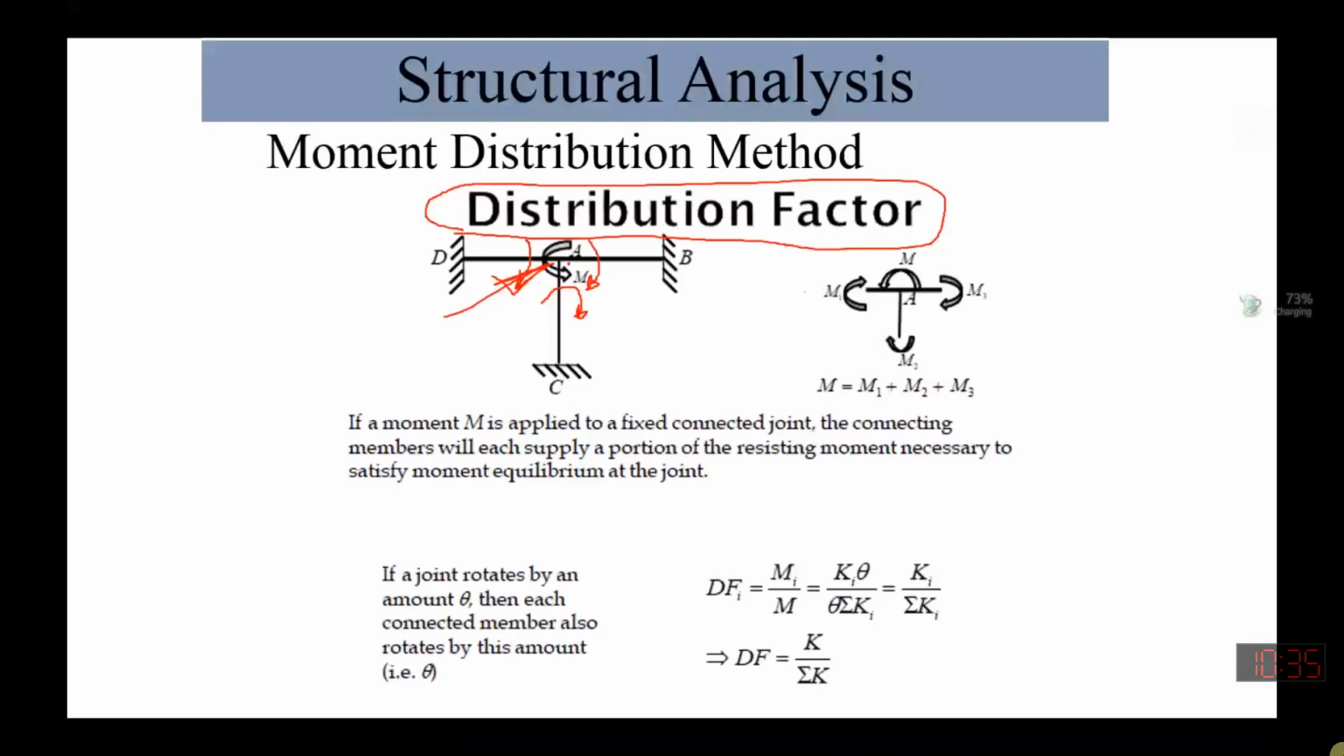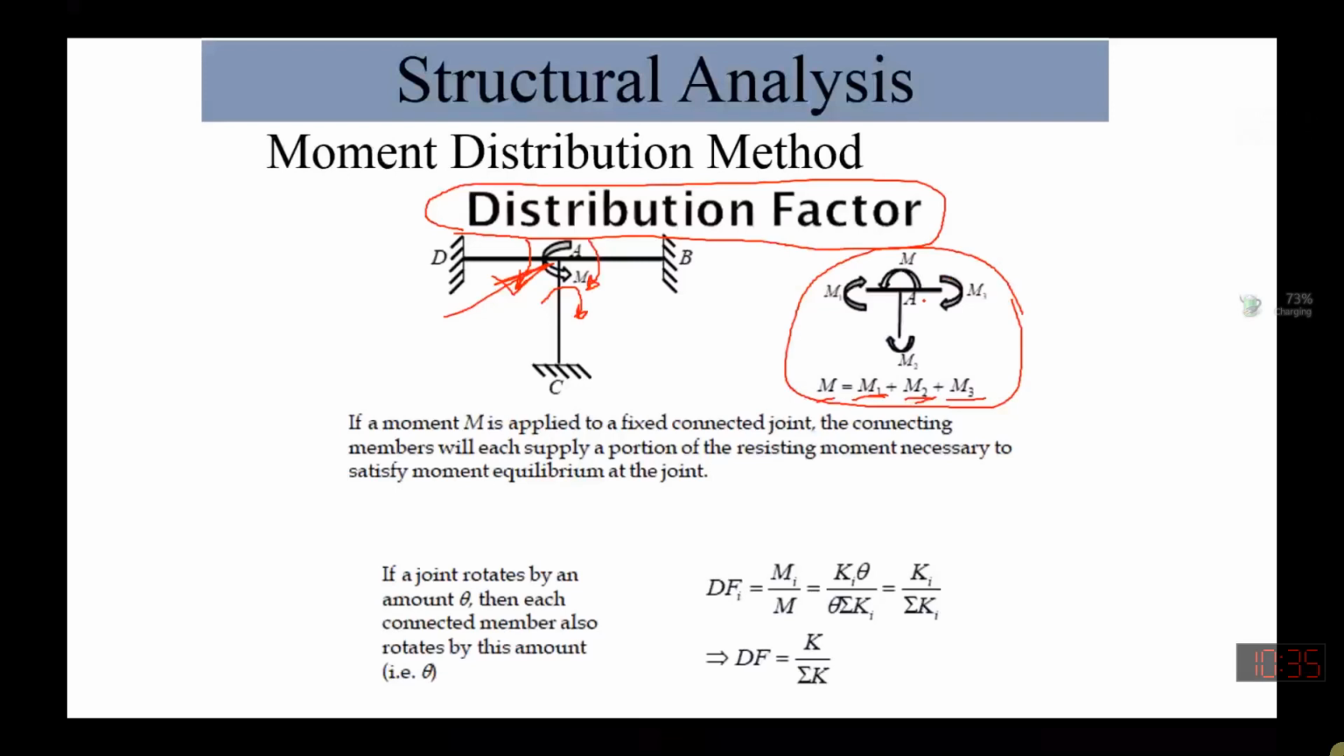If we see the schematic diagram on the right side here, this total M will be equal to the sum of the individual moments generated on these three members. So the total sum of the moment is equal to the resistive moment generated by each member, justifying, or you can say satisfying, the equilibrium condition over here.